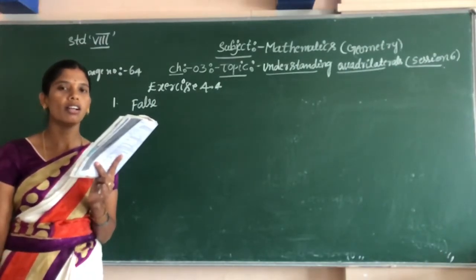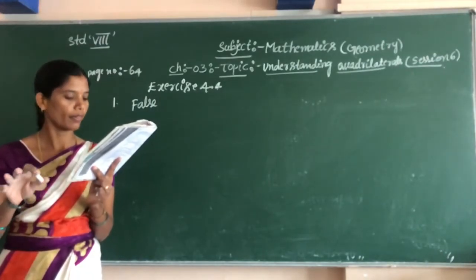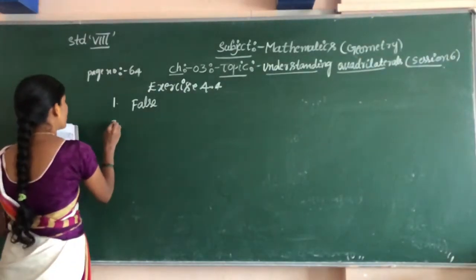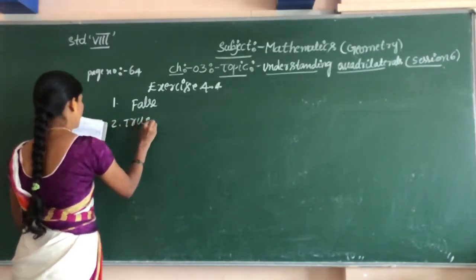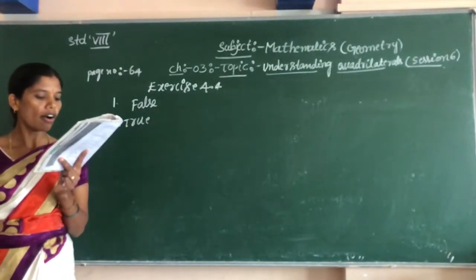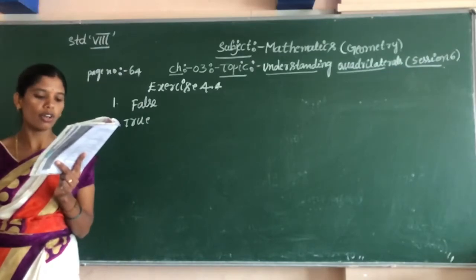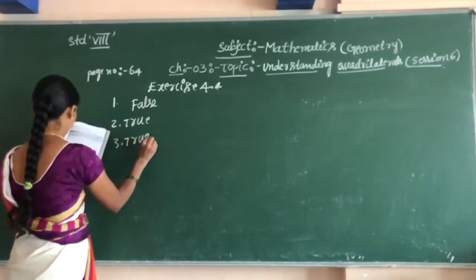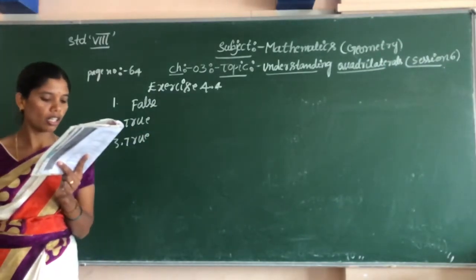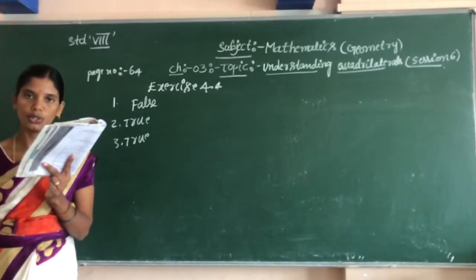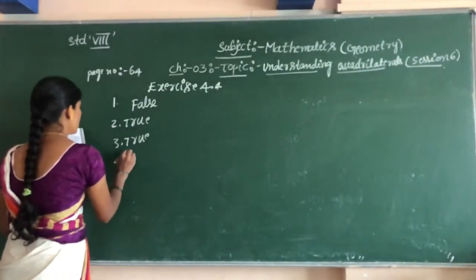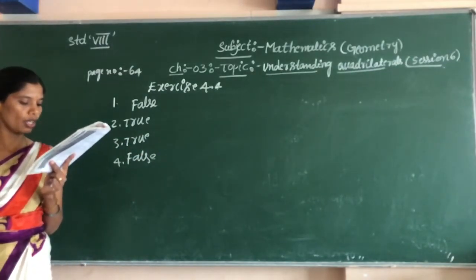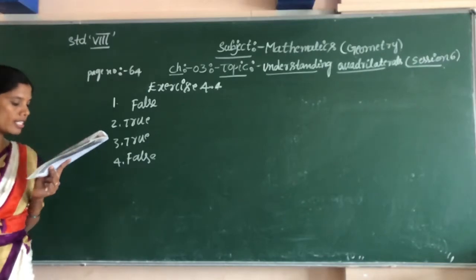A square is one of the parallelograms. Second: all rhombus are parallelograms. Yes, true. Third: all squares are rhombuses and also rectangles. Yes, true. Fourth: all squares are not parallelograms. No, this is false. First one is false, second one is true, third one is true, and fourth one is false.